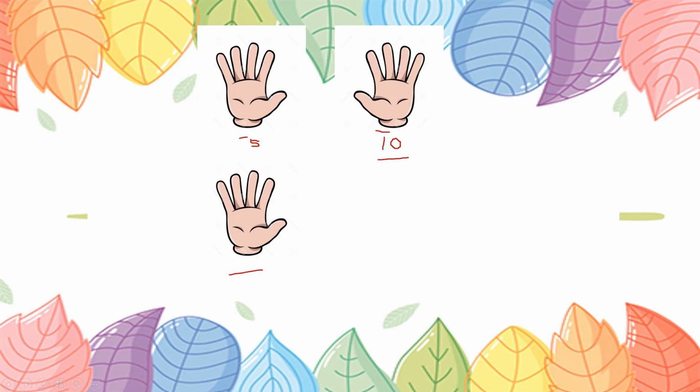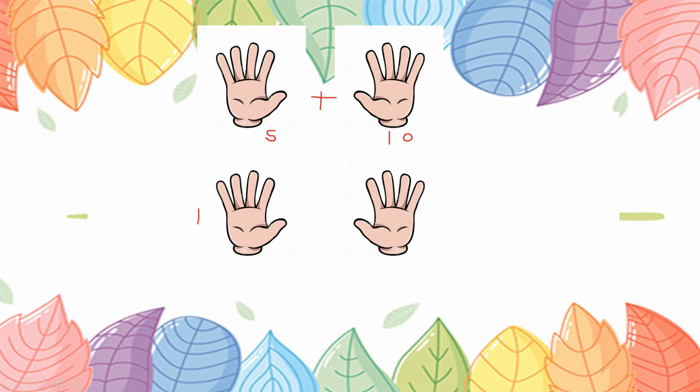So count after 10: 11, 12, 13, 14, 15. Now there are 15 fingers in total. Okay, there are 5 fingers, then you added 5, so it becomes 10. Then you added 5 more, so they become 15 now. Now ask your mama to take her right hand. How many fingers did you have in the beginning? 5. You take out 5 fingers. Then you added 5 more fingers and they became 10. Then you added 5 more fingers for your mama and they become 15.